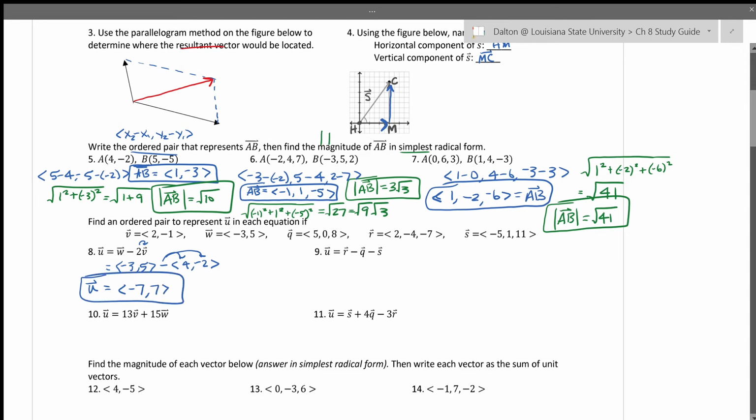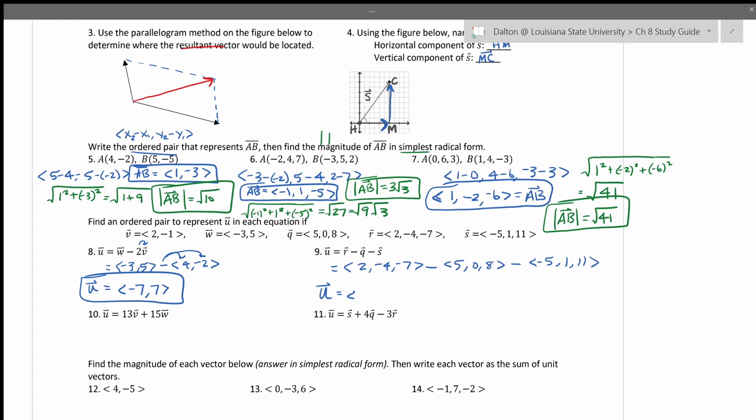Number 9, vector r minus vector q minus vector s. So let me write out what those look like. R is 2, -4, -7. Minus q is 5, 0, 8. Minus s is -5, 1, 11. So again, here, the math is really easy. Just make sure you're paying attention to which numbers are which.